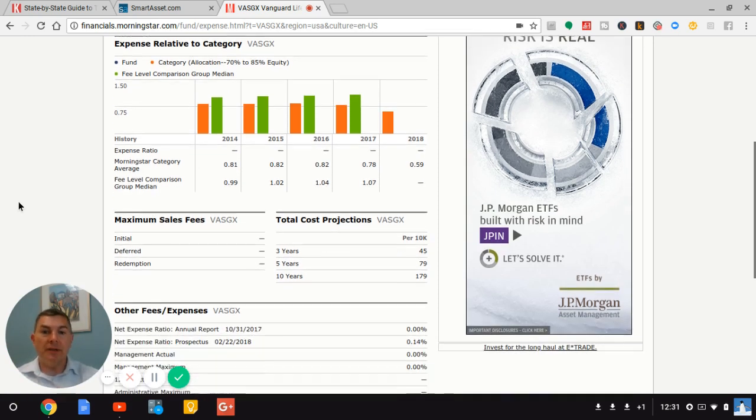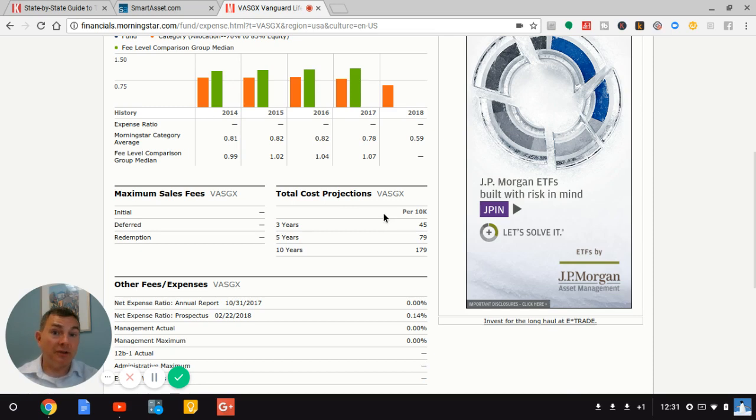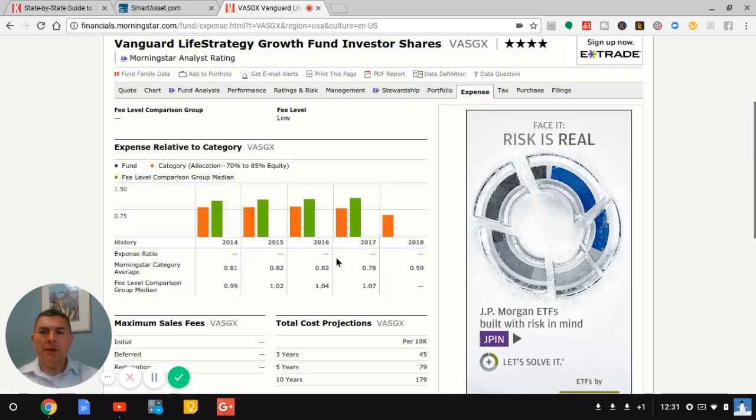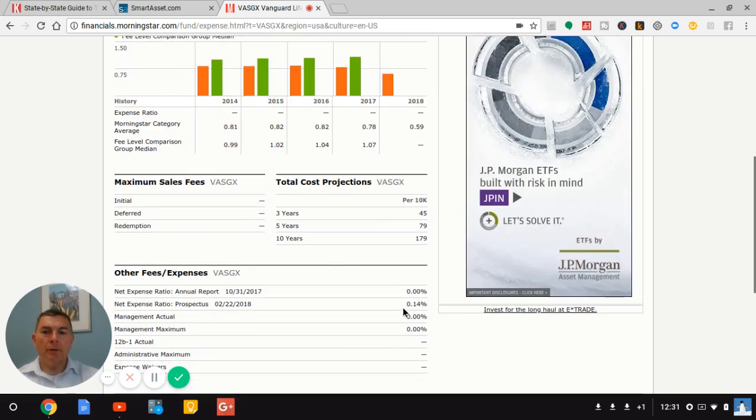And then it gives us total cost projection based on expenses. For every $10,000 in there, you're going to pay $179 in 10 years' time. Oh, there's a net expense ratio. Yeah, 0.14. I don't know why it's not up here. That's weird. But anyway, 0.14 right there is the expense ratio for the fund.